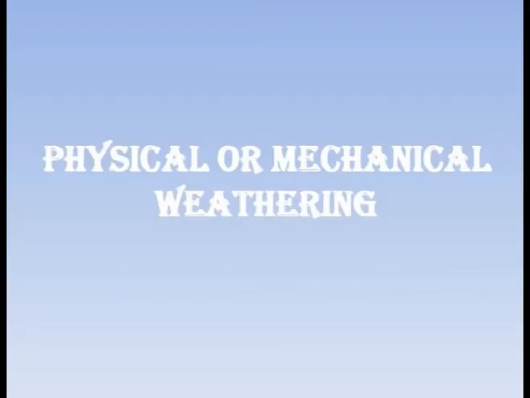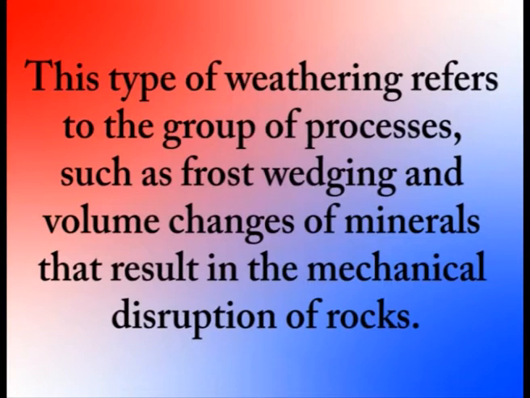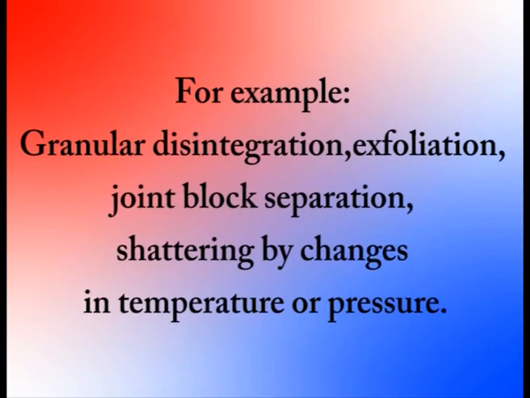Physical or mechanical weathering. This type of weathering refers to the group of processes such as frost bedding and volume changes of minerals that result in the mechanical disruption of rocks. For example, granular disintegration, exfoliation, joint block separation, shattering by changes in temperature or pressure.